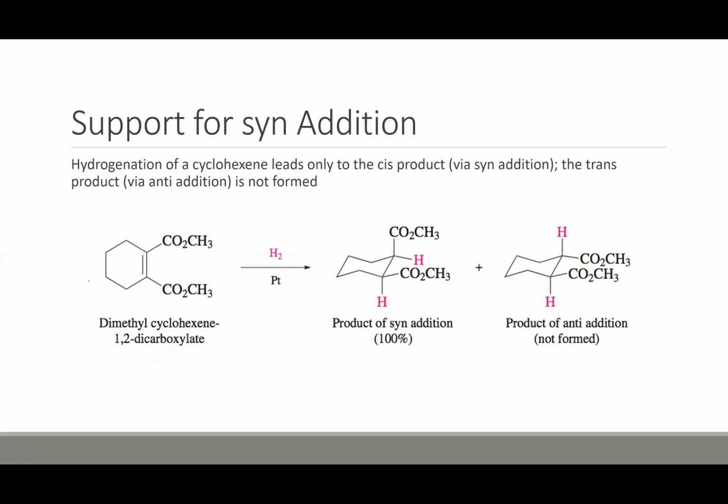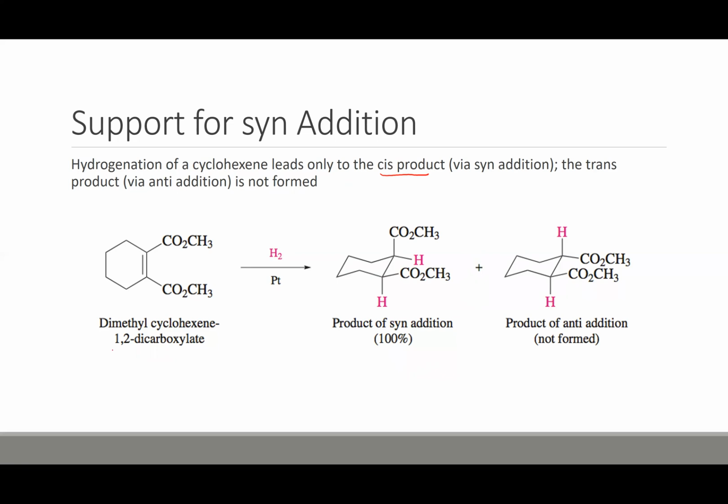Now, as I said before about the syn addition, hydrogenation always adds hydrogens on the same side of a molecule. So when you have a ring, this is particularly important because that means that the hydrogens add in a cis product. They will not make a trans product. They'll always add on the same side of the molecule.